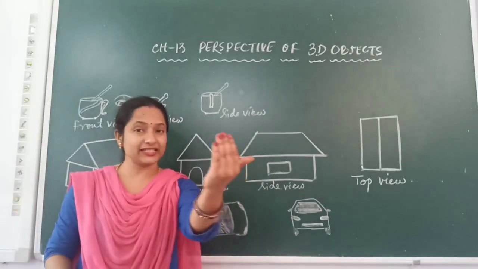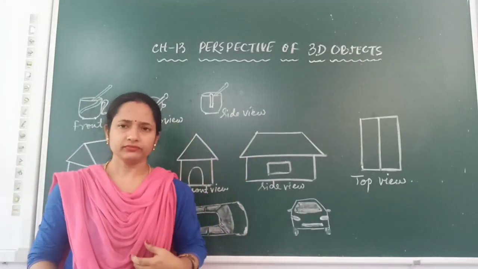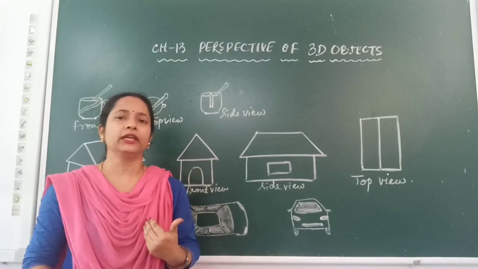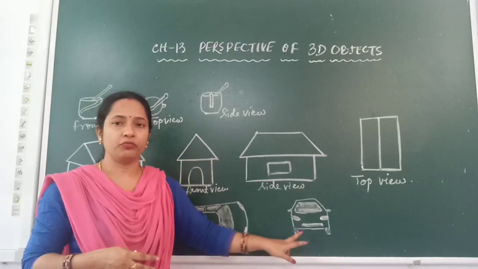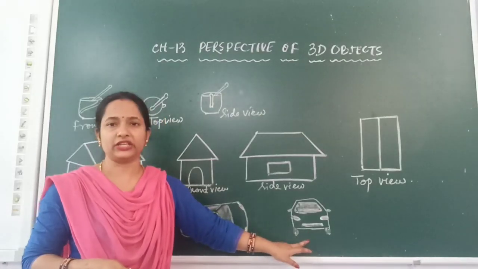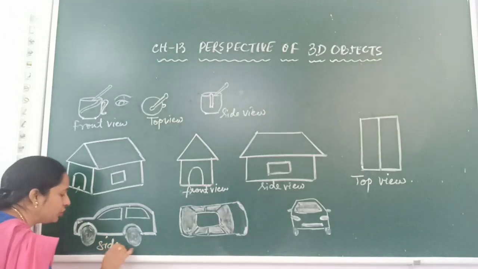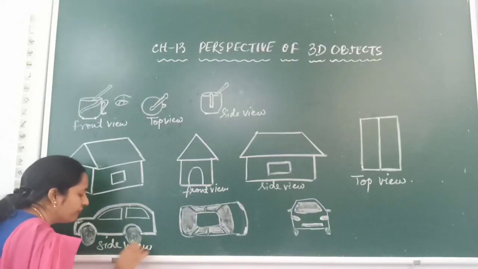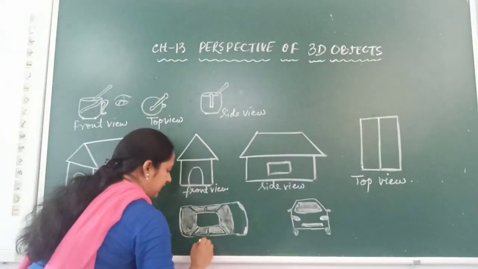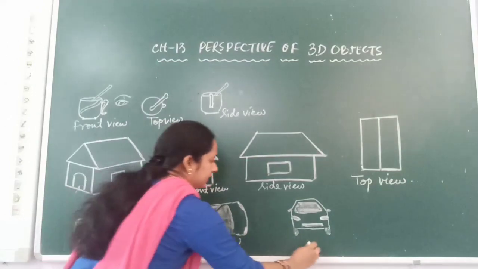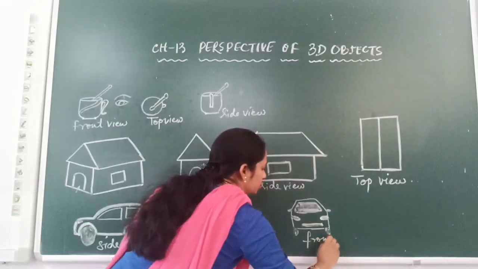Whereas when a car is coming towards you from in front of you, then what view do you get? Mostly you get this view, isn't it? So in this case, this one is the side view, whereas this figure is the top view, and this is the front view.